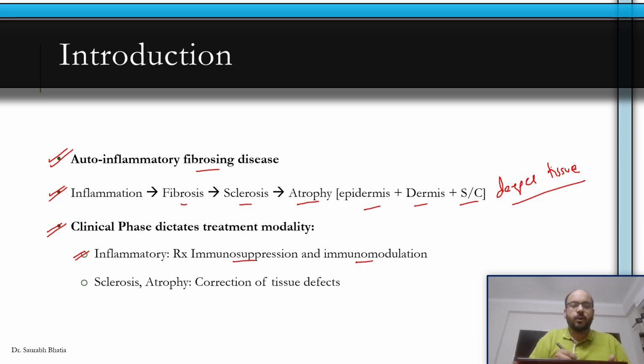Okay, if it has gone towards the sclerotic phase or the atrophic phase, you have to correct the tissue defects. Here the anti-inflammatory modalities will not help. You need to physically correct the defects, and you have to use surgical modalities of correction, for example, fat transfers or fillers. Okay, so we need to keep in mind, if we are looking at a lesion of Morphea, which clinical phase it belongs to. Let's move forward.